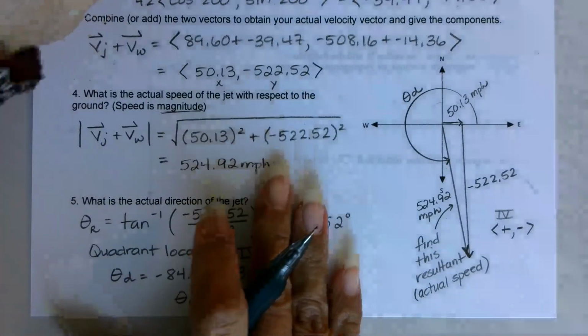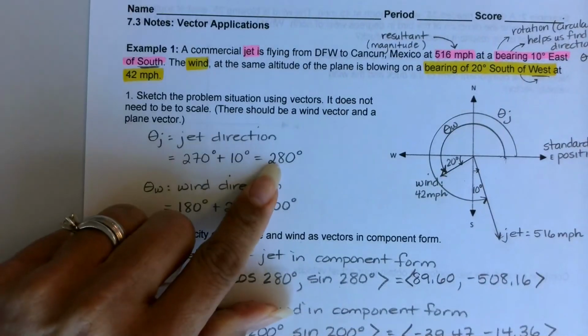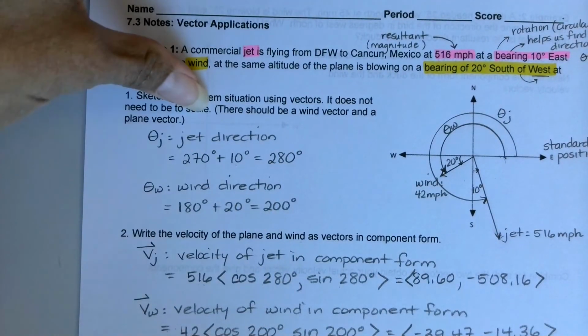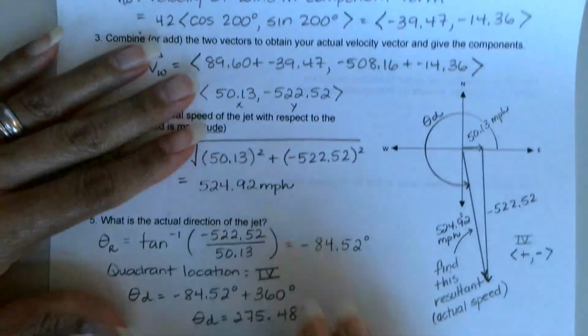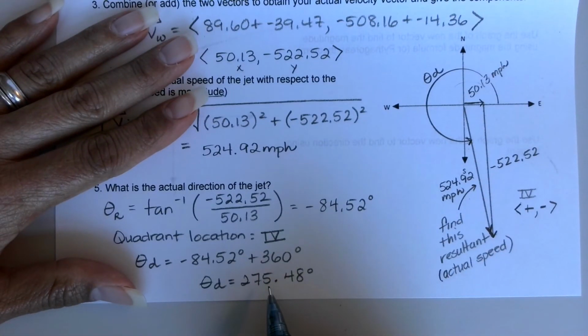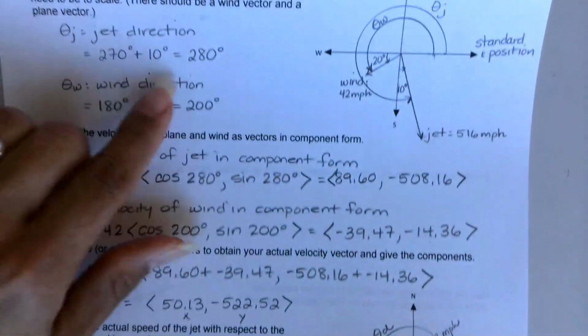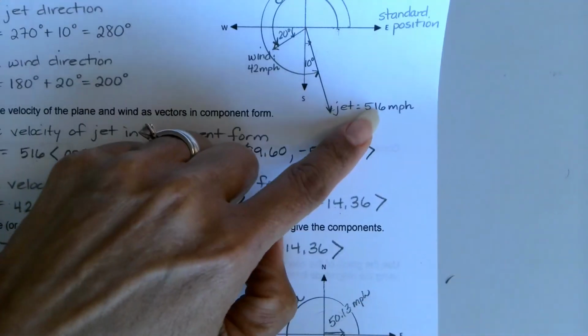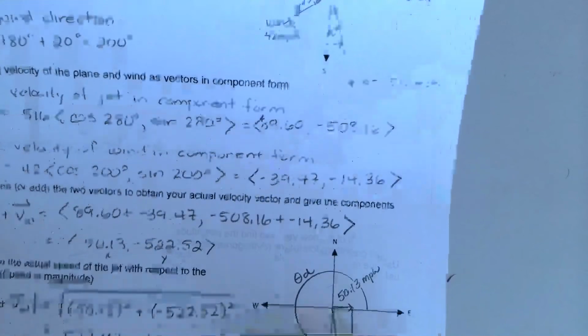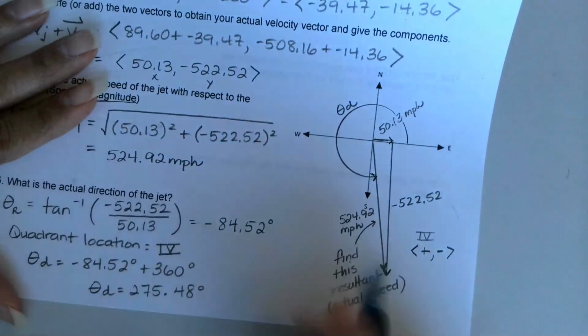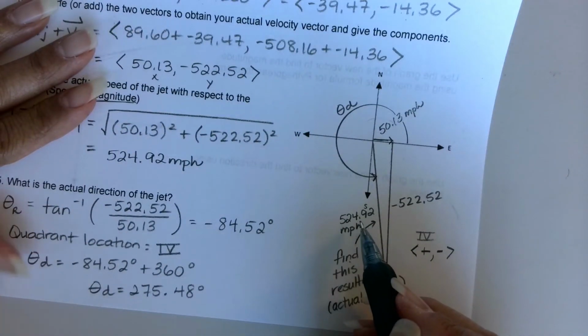So originally, the direction was 280 degrees, and it deviated slightly by 5 degrees to 275. The original speed of the jet was 516 miles per hour. The wind caused it to increase a little bit more to 524.